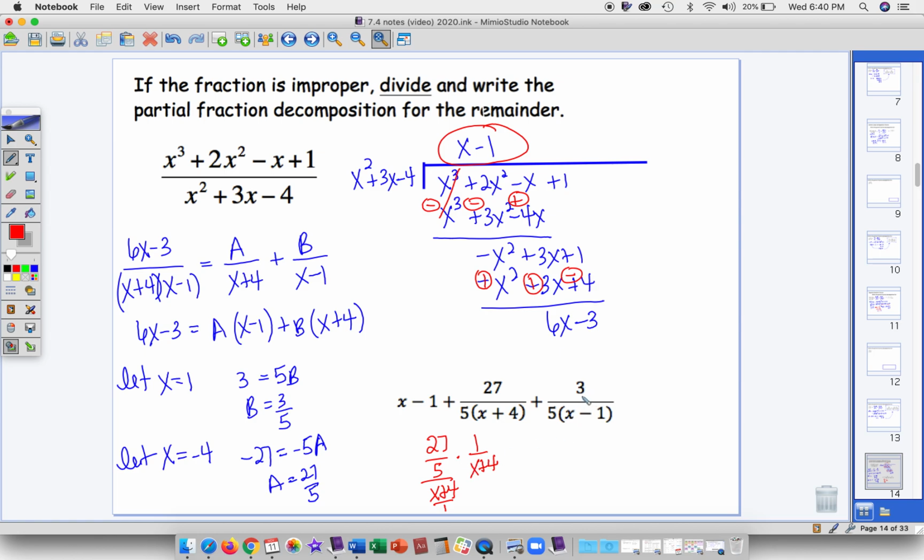Same thing here. We don't write it as 3/5 over x minus 1. Excuse me. We write it as 3 over 5 times x minus 1. So there's our final solution for our final example.